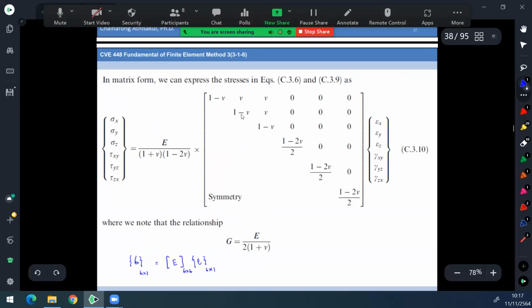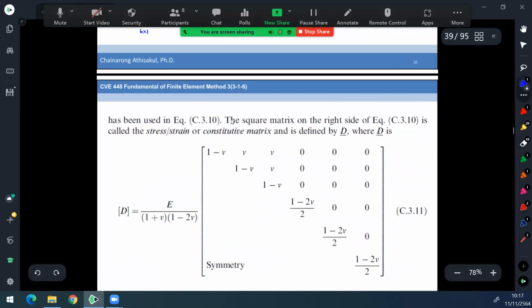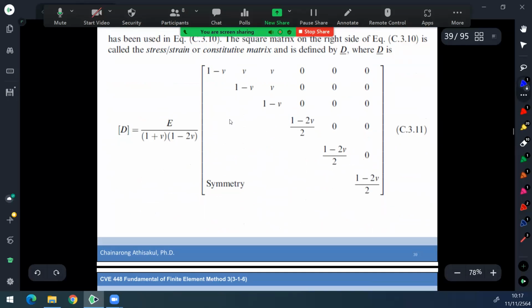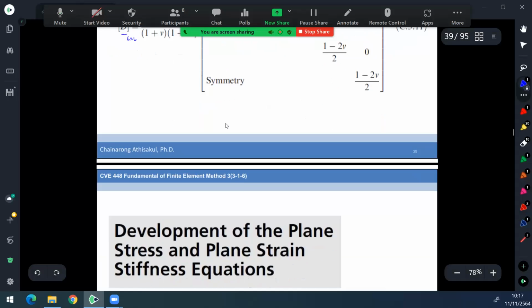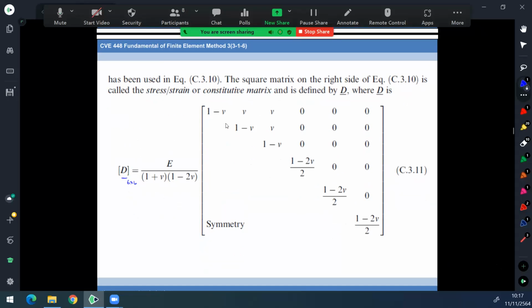So it means that for this case, if we define it like this, the text does not use E, it uses D, the constitutive matrix. So the constitutive matrix for this case is called matrix D. For 3 dimensions it is equal to 6 by 6 components. It's defined by this matrix. So that is the overview of the 3-dimensional problem.